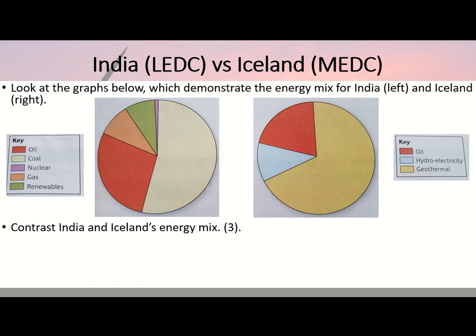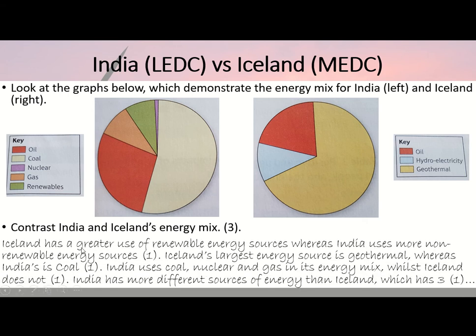So to contrast India and Iceland's energy mix, we can say Iceland's got more renewables because if you look at Iceland, it's got geothermal and hydroelectric, which make up more than 3/4 of their energy use. Whereas you look at India, coal and oil make up more than 3/4. So as much of India's energy mix is non-renewable as Iceland's is renewable. Okay, varying proportions. India also, however, has a wider energy mix, so they use more non-renewable.